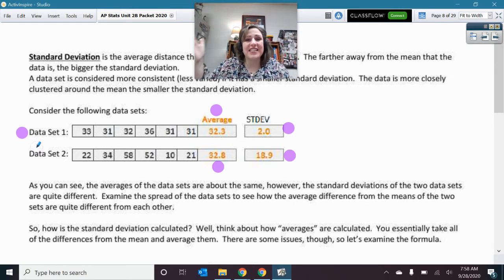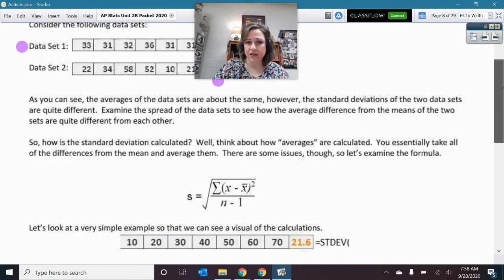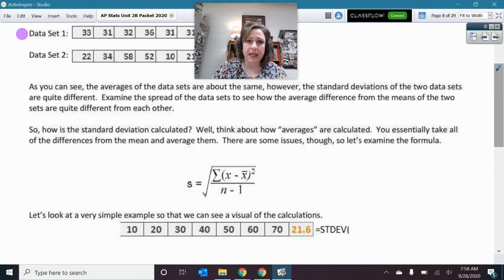So the average distance from the mean is quite a bit larger. The average distance from the mean is what that standard deviation is. In fact, I have a little song: average distance from the mean, from the mean, from the mean, average distance from the mean, standard deviation. So you've got to really understand that that standard deviation is the average distance from the mean.